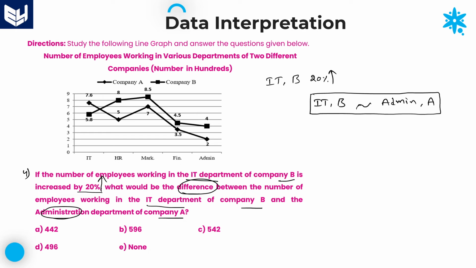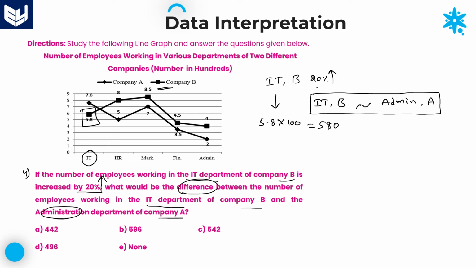So first and foremost, what is the value of the IT department of company B? Here company B is represented by the square shape. So it is 5.8, which is 5.8 into 100, equal to 580. The number of employees working in the IT department of company B is 580.